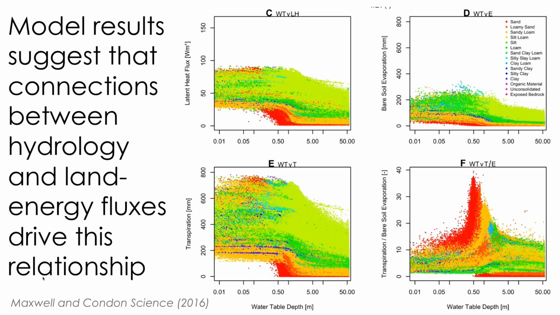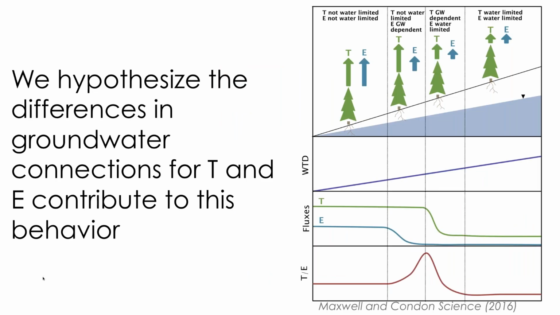But basically the point is to show you that for both latent heat flux and transpiration, we see a logistic relationship with water table depth, which has been well documented in other studies. But with the transpiration fraction, we actually see a peak. This is caused by the fact that, within our model at least, transpiration is sensitive to water table depth at deeper depths than evaporation. So when you're dividing these two logistic curves, this creates a peak.